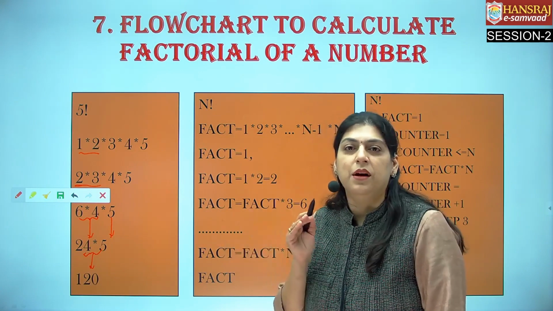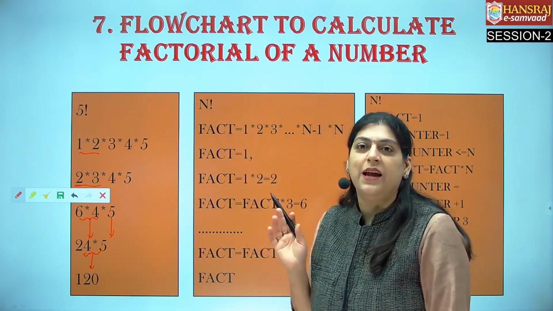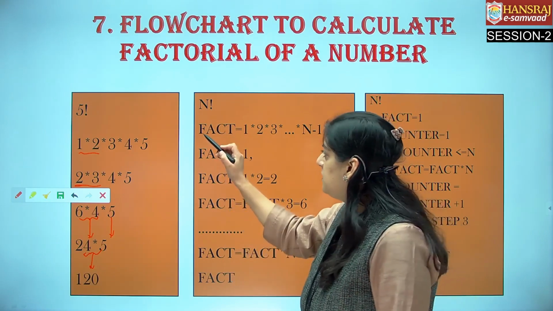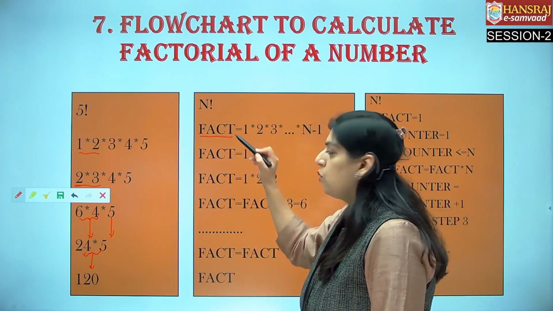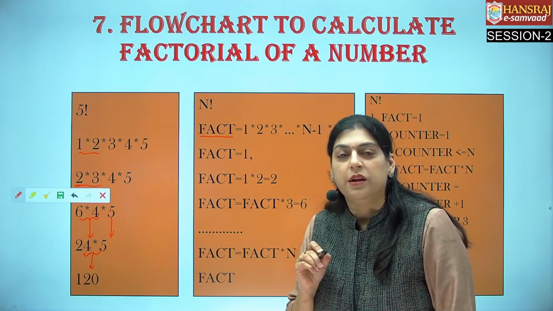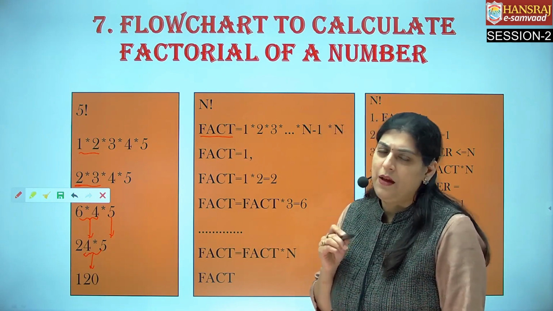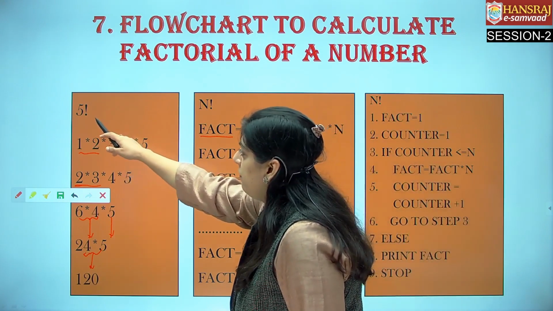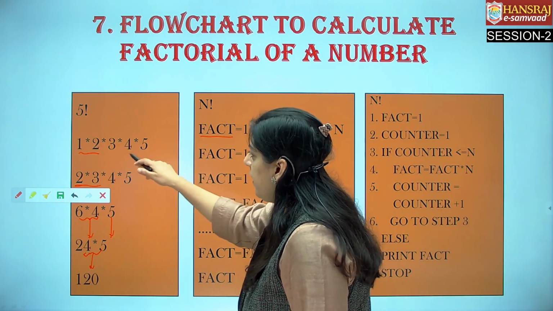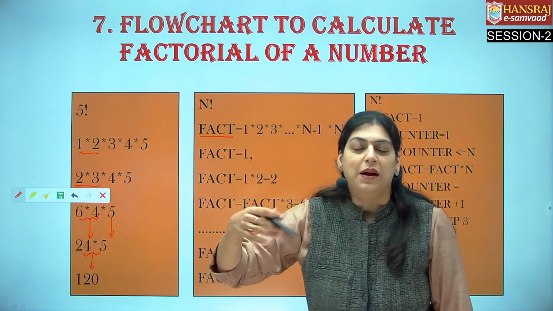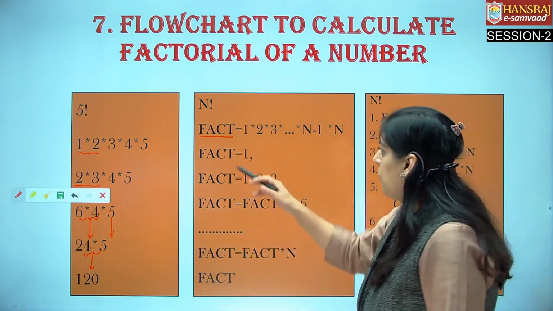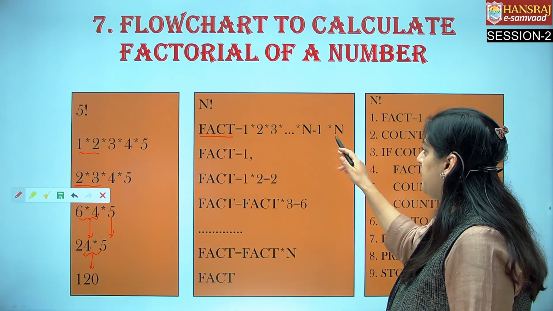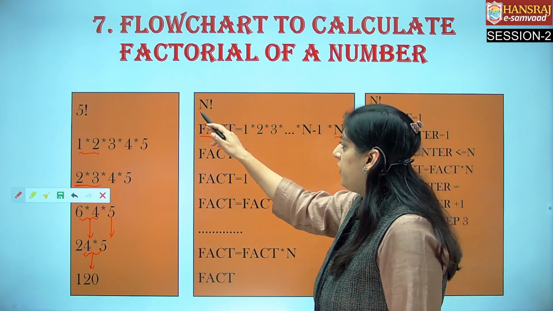For any number, let's say the number is n, I need to calculate the factorial of that. Right? So I am taking one variable to store that value. The name I have given is fact. Any name you can write. So just see this. For 5 factorial, 1 to 5, I am taking all the numbers and multiplying them. So my fact will be 1 multiplied by 2 multiplied by 3 till n. I need to calculate the factorial of n.